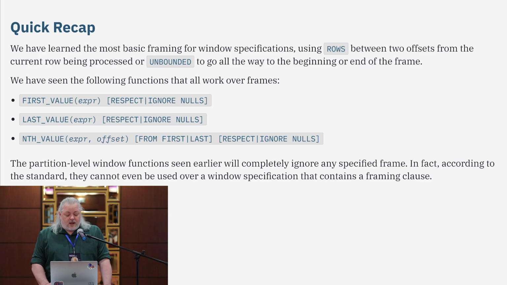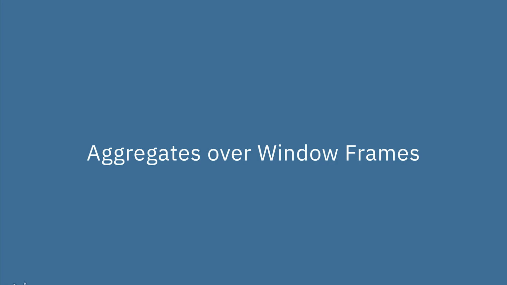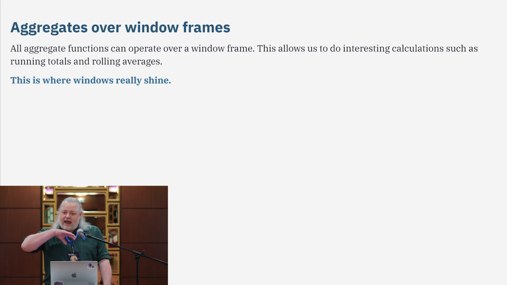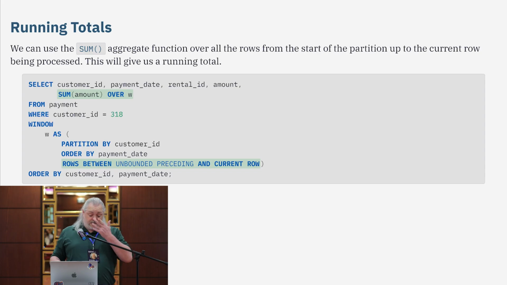Okay. Next is aggregates over window frames. This one is really cool, and this is where window functions really shine, because you can take any aggregate that you want and just put it in the OVER clause, and it will do that over the frame. So here's an example of running totals.